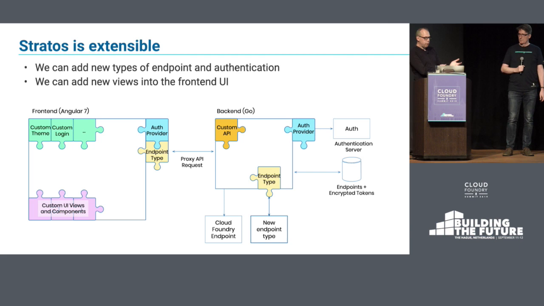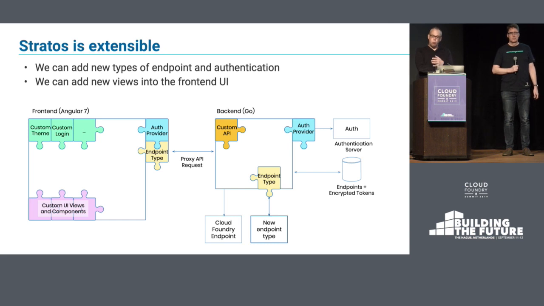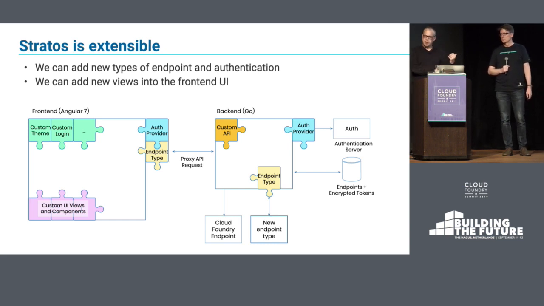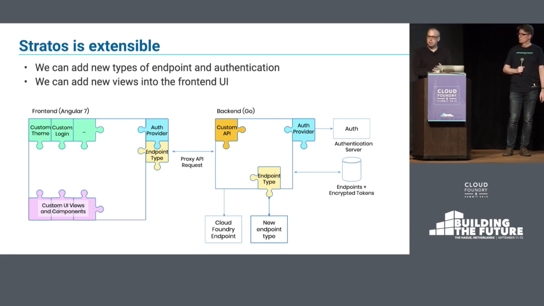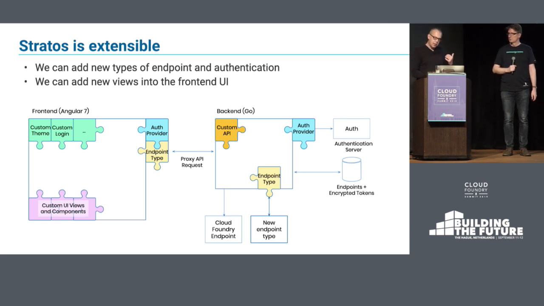Those could be UI views. You can change things like the login. You can change the theme. We can support what's called new endpoint types, and we'll touch on that in a second. And you can also extend the back end. This is the part of Stratos that we make API requests to, and those will then get proxied onto the relevant service. So we have quite a good extensibility model, and that's really an enabler for what we're talking about today.